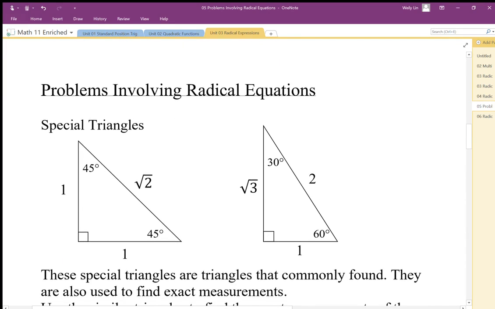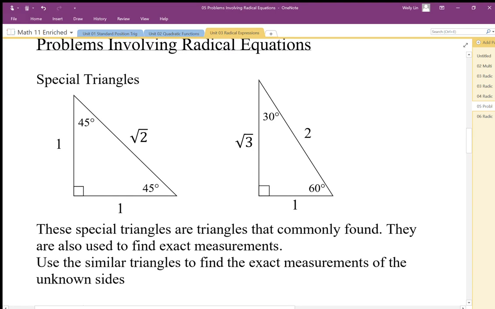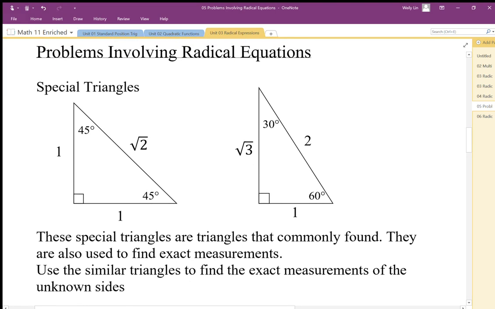So we have some problems involving radical equations as well. Where we've seen this before is in our special triangles. When we have our special triangle of 45 degrees, this is basically half of our square. This is one of our perfect shapes, and we can work this out exactly because we know the symmetry of this object, and we know this is 1, 1, and we can find the length of the hypotenuse by using Pythagoras. Here, the same thing.